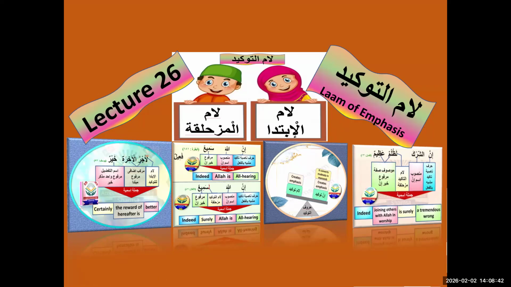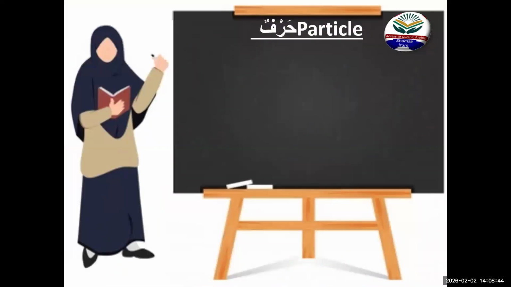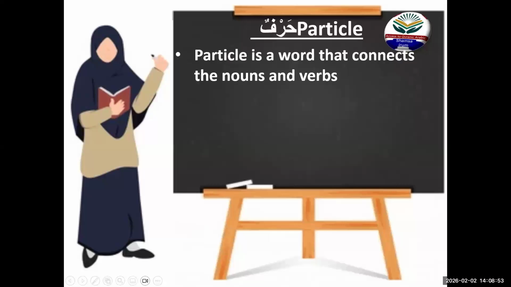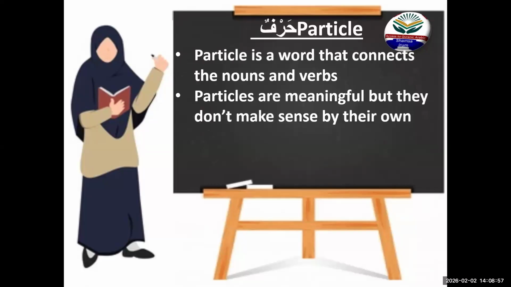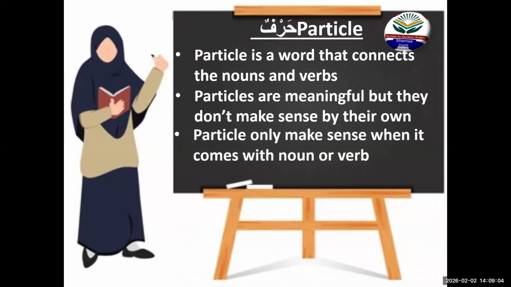So, let's start. As you already know that whenever we learn any particle, this teacher will come to explain to you about the particle. So let's repeat again and revise it. A particle is a word that connects the nouns and verbs. Particles are meaningful, but they don't make sense on their own. Particles only make sense when they come with a noun or verb. All particles are non-flexible, meaning they don't change, and they are called mabni.